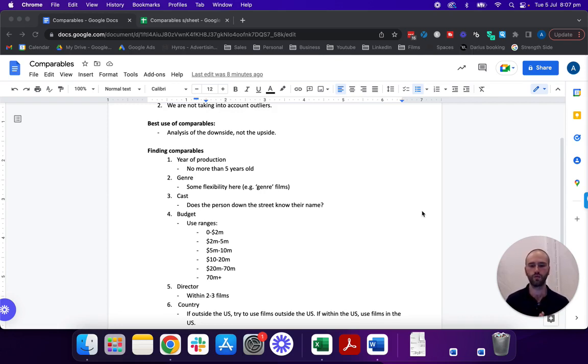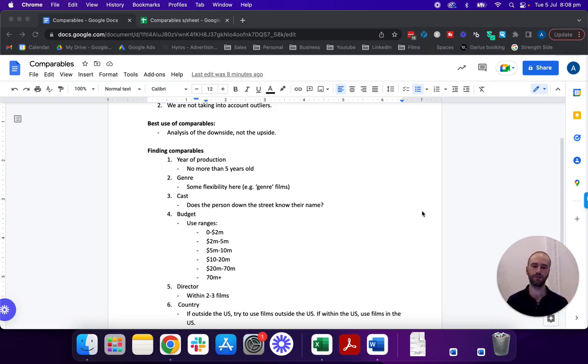Next one is budget. So I would use ranges as follows: 0 to 2 million. Now I know that's a big range, but in my experience, a micro budget film, $50,000, $100,000, $200,000 film, can often look the same as a $1 million film. And so I think in that low budget range, it's fine to basically lump those together in one kind of range.